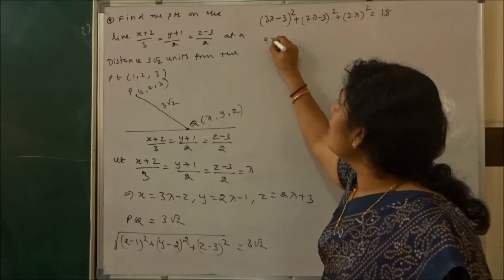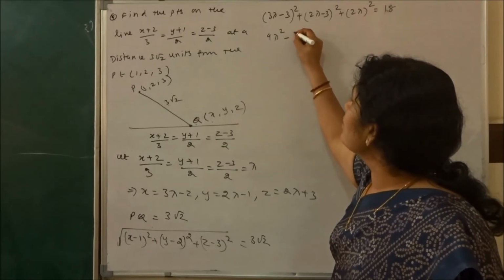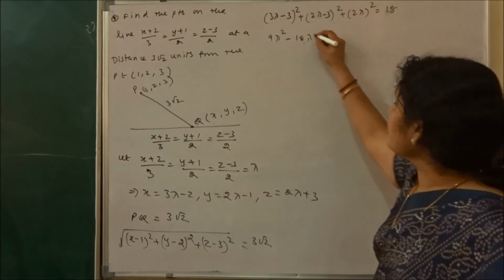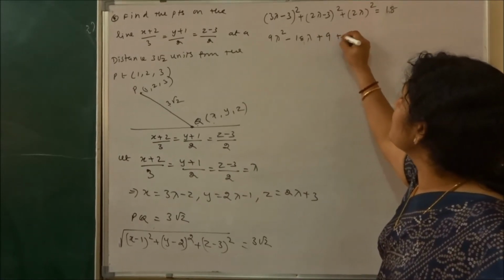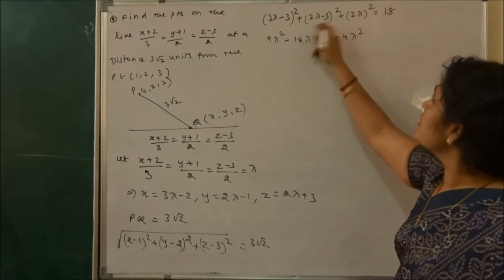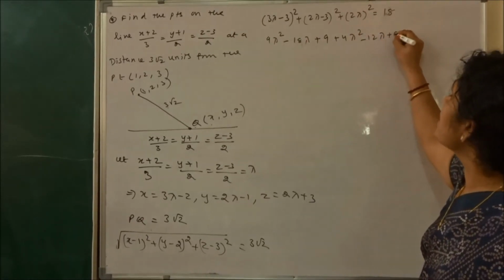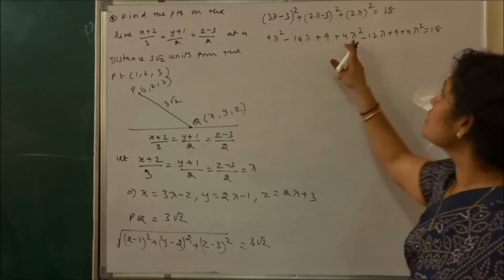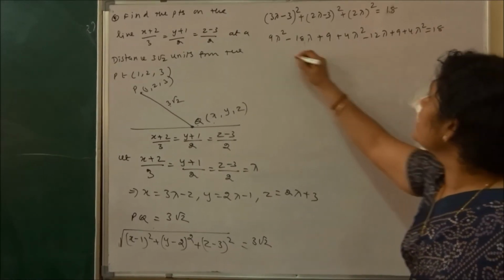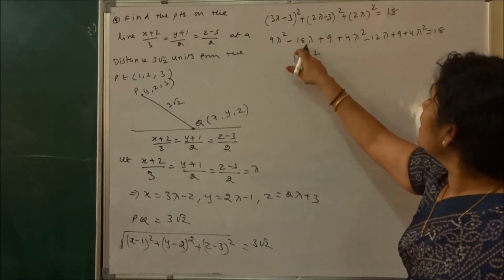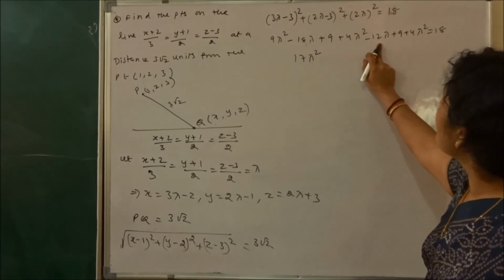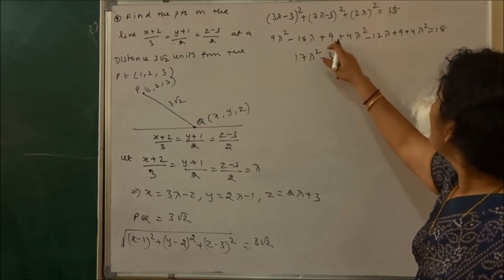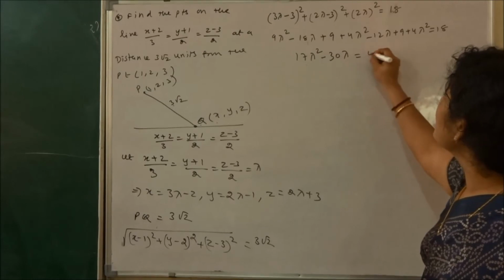So this is 9 lambda square, and then minus 18 lambda, and then plus 9, plus 4 lambda square, and then 6 minus 12 lambda, and then plus 9, plus 4 lambda square equal to 18. Otherwise, 9 lambda square plus 4 lambda square plus 4 lambda square, that is 17 lambda square, and then minus 18 lambda, and then minus 12 lambda. So we are getting minus 30 lambda, and 18, that is equal to 0.